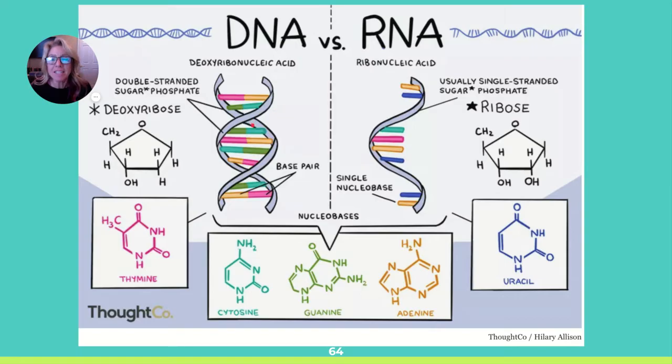So DNA is a double helix. RNA is a single strand. DNA has the sugar deoxyribose, and ribose is found in RNA. Look, right down here, see OH, and over here, deoxyribose. They have all the same bases except DNA has the base thymine and RNA has the base uracil.